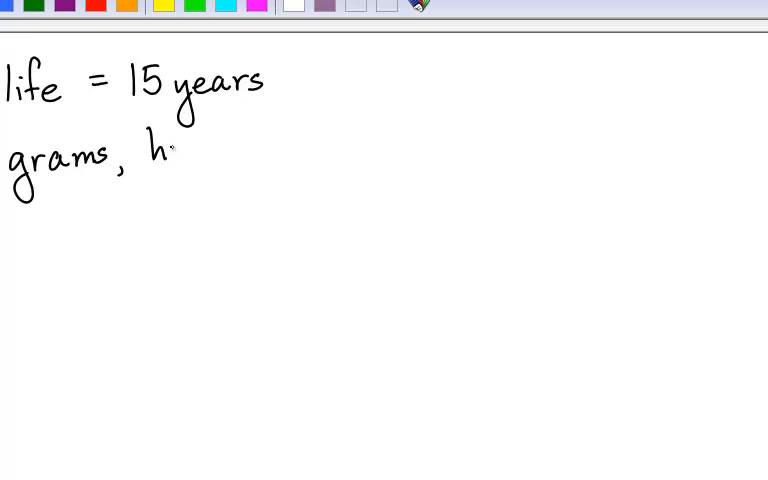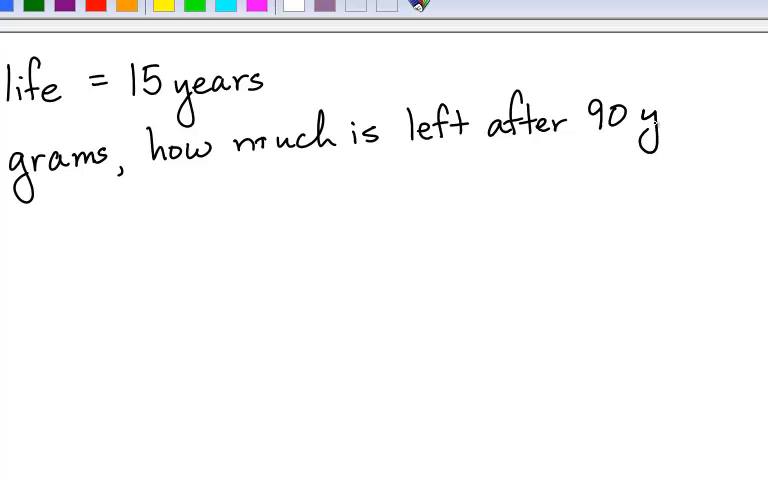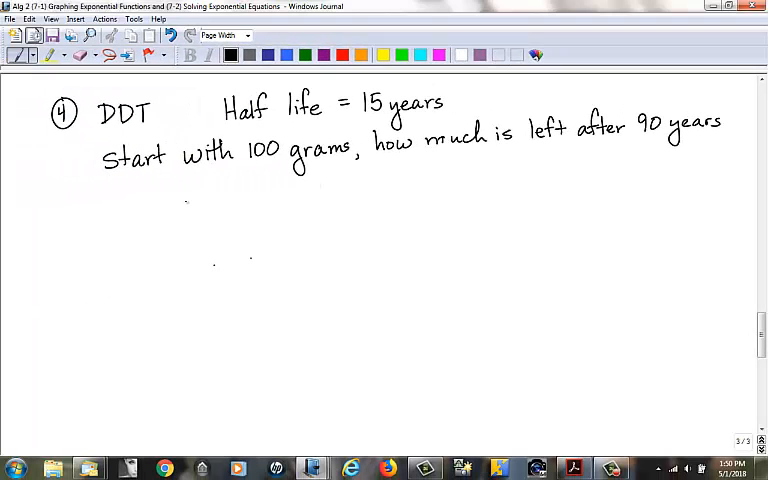And how much is left after 90 years, or basically 6 intervals or cycles? Okay, so still decay. Okay, so y equals a times the quantity 1 minus r to the t power.